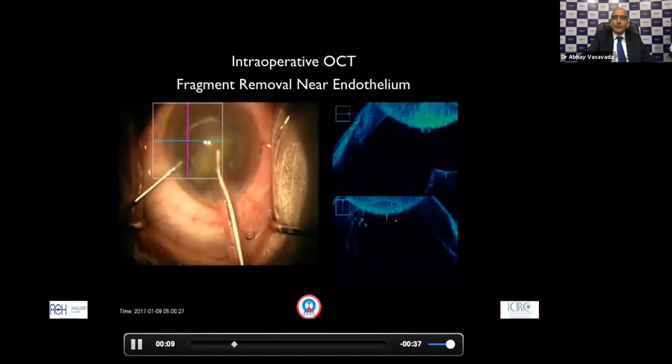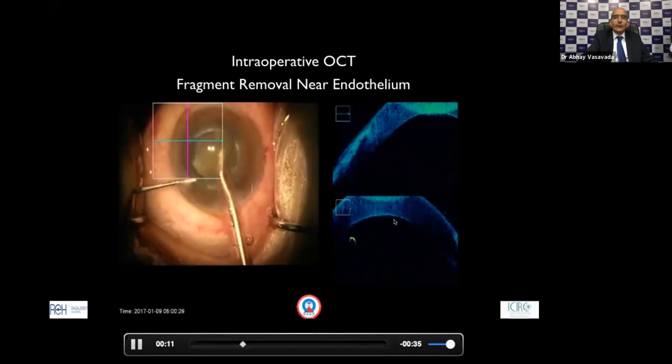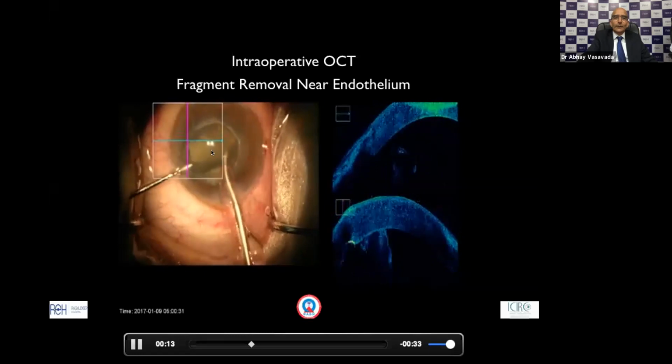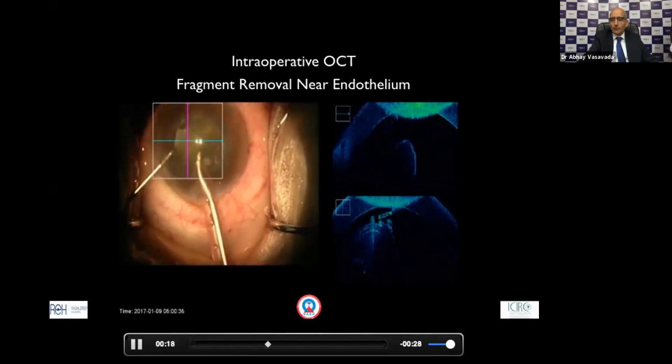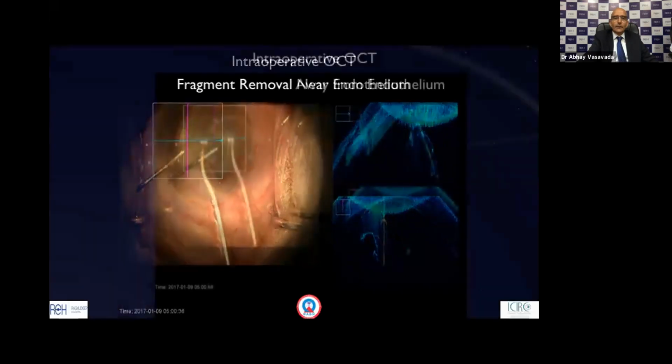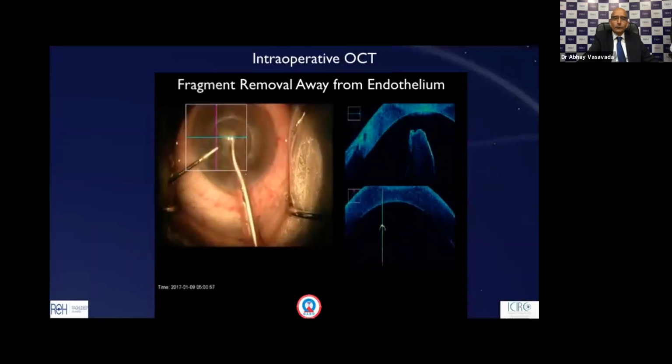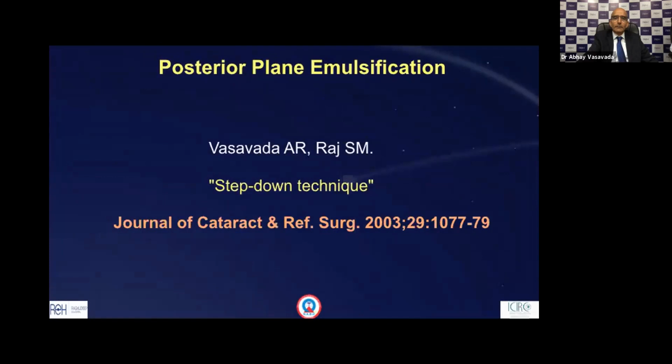You'll see here, coming here, and it doesn't look like that on the video here. You think it's okay, but the intraoperative OCT warns you, the red light goes up, and you are in the dead zone. So be careful of that plane of the emulsification.